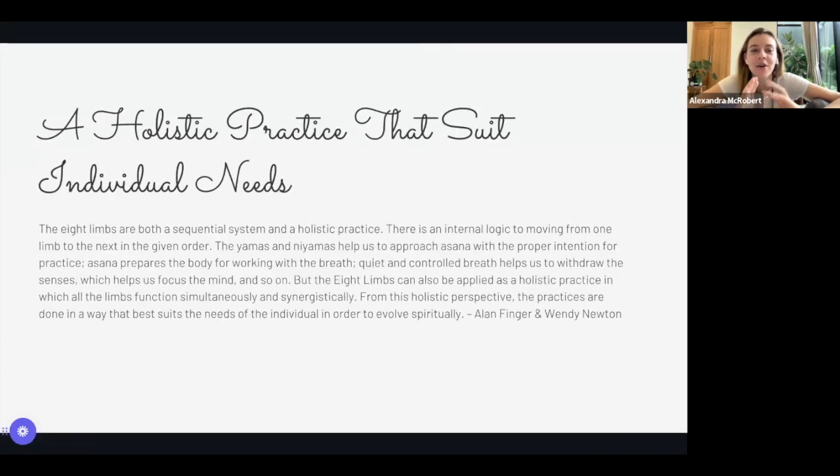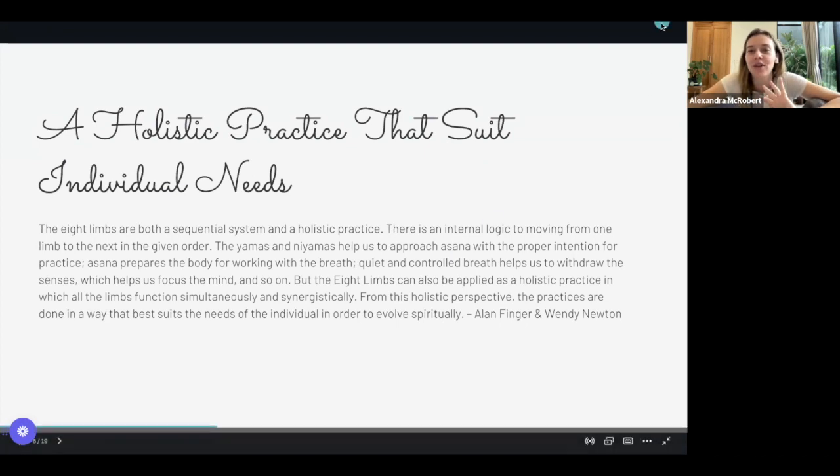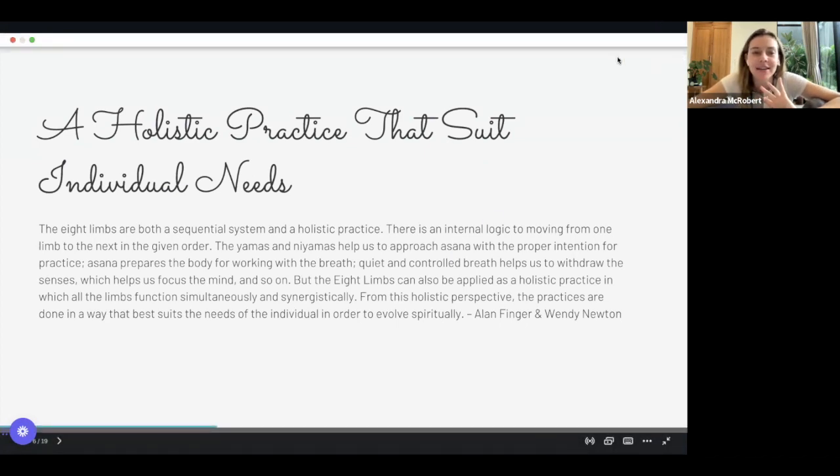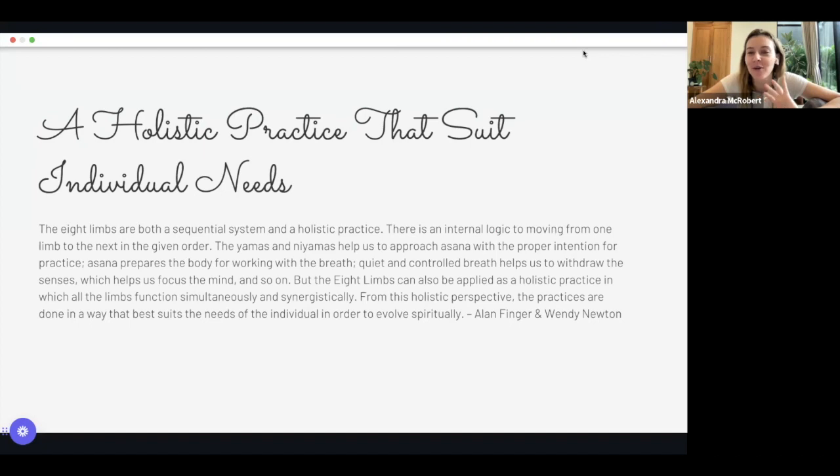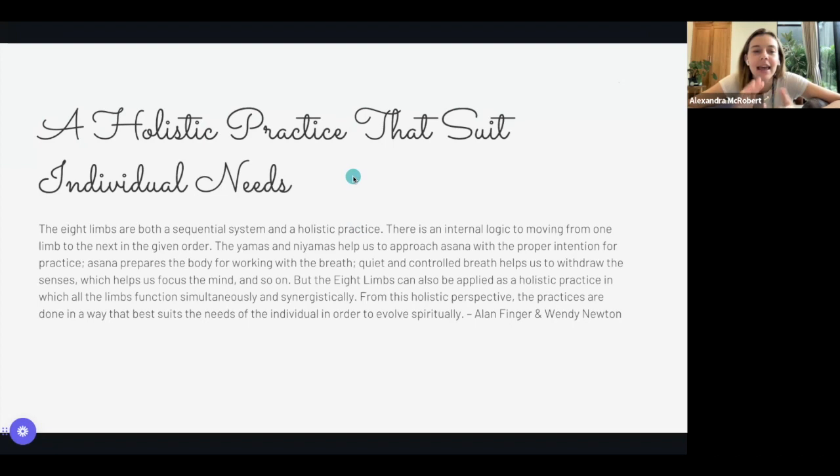Cool. Okay. So I wanted to just share with you this quote. I was pulling through all my YTT resources today, and there are so many incredible experts and comments and quotes, but I love this one because they say the 8 limbs are a sequential system and a holistic practice. There is an internal logic to moving from one limb to the next in given order. The yamas and niyamas help us approach asana with intention for practice. Asana prepares the body for working with the breath. The quiet and controlled breath helps us withdraw the senses, which helps us focus the mind, and so on.